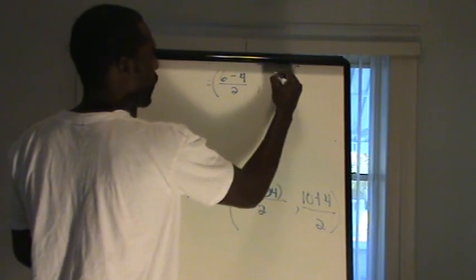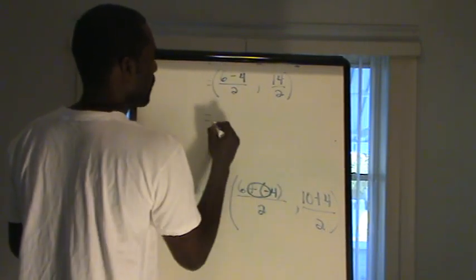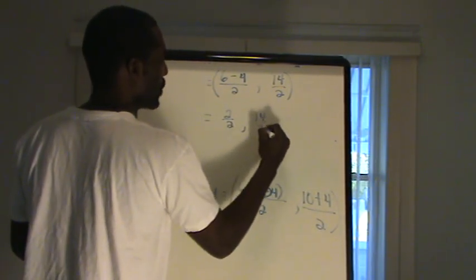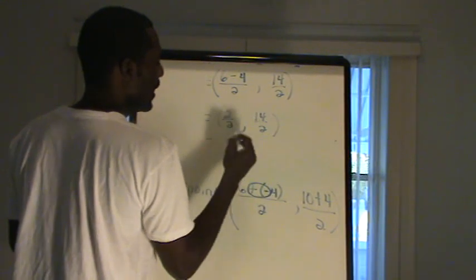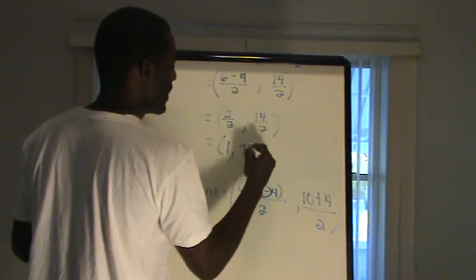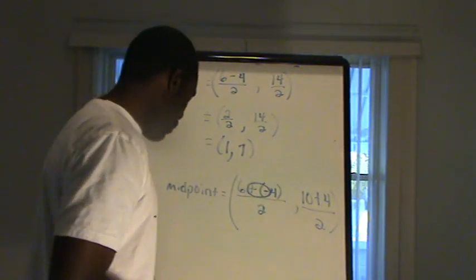And I know 10 plus 4 is 14, so this is 14 over 2. 6 minus 4 is 2, 2 over 2, and 14 over 2. And these are basically easy fractions to reduce. 2 over 2 is 1, and 14 over 2 is 7. So the point that is halfway between those 2 points, it would be 1, 7.